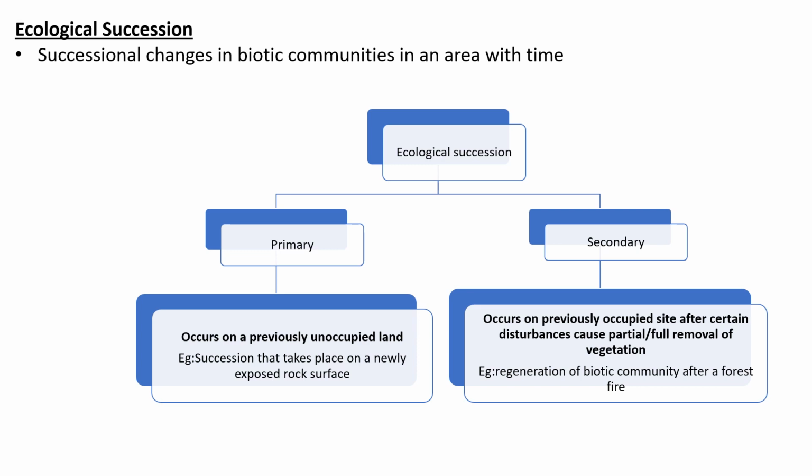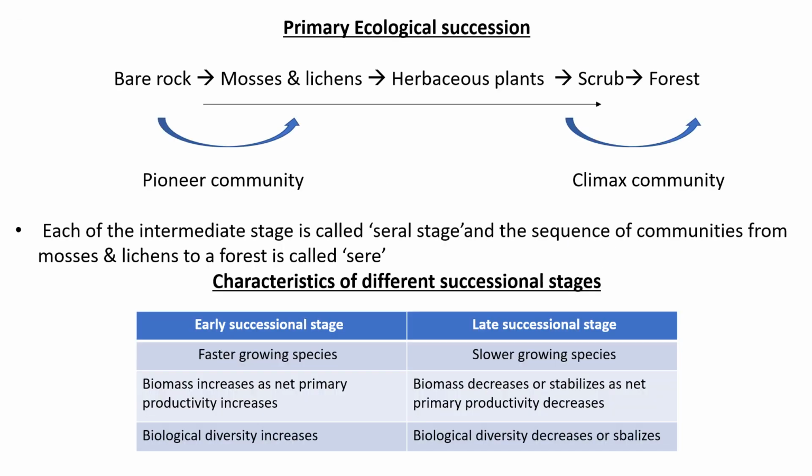In ecological succession, the first community is called the pioneer community and the last community is called the climax community. In the example given here, the mosses and lichens are the pioneer community, whereas the scrubs and forests are the climax community. Each stage in an ecological succession is called a seral stage, and the sequence of communities is called a sere.